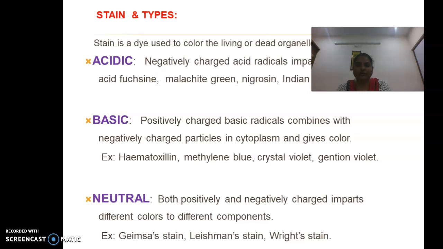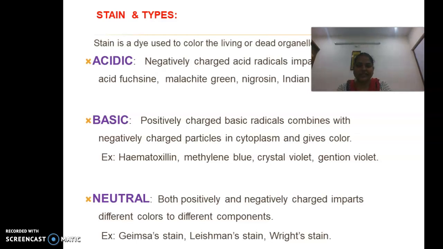So the next important form is staining. Staining is imparting a color to the microorganisms so that a contrast is developed and the microorganism can be observed clearly under a bright colored background. So when we talk about stains, we have three important forms of stains based on the charges they carry: acidic stain, basic stain and neutral stain.